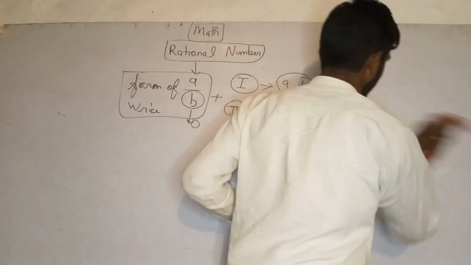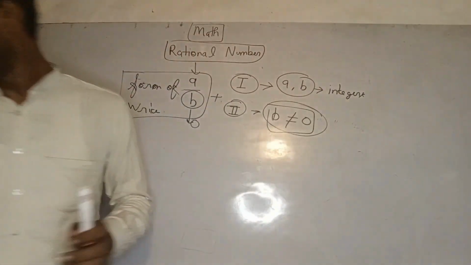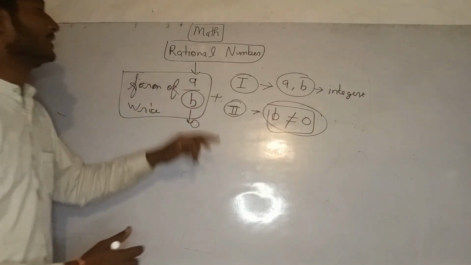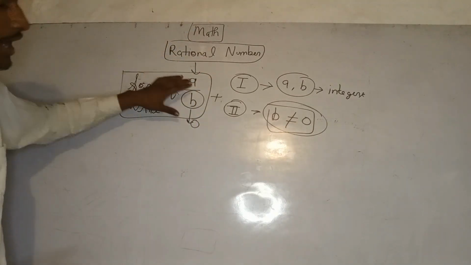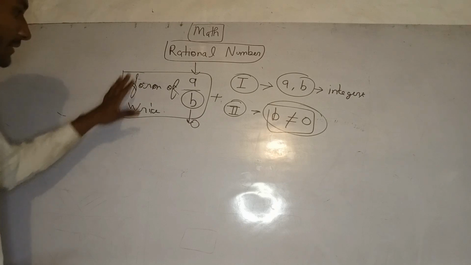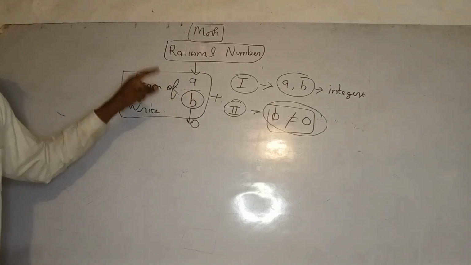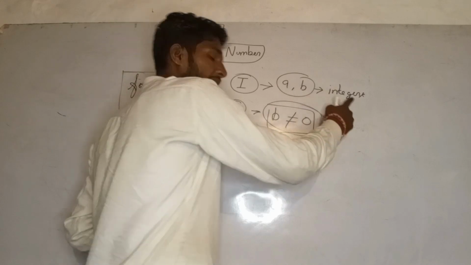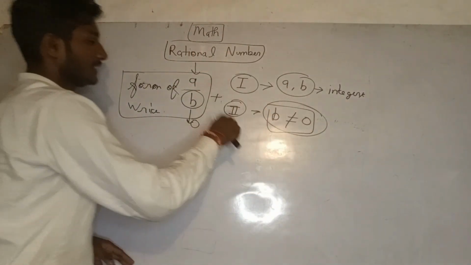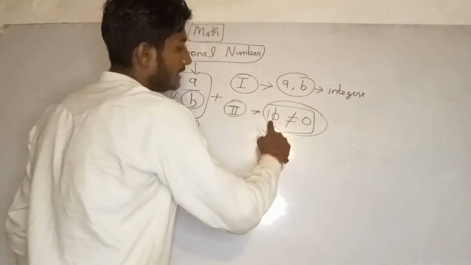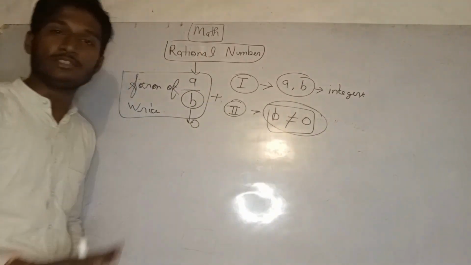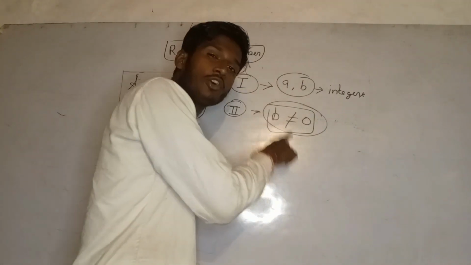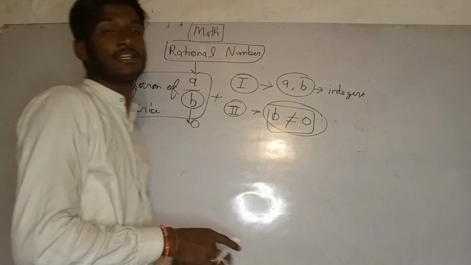Let me tell one more time. What is a rational number? A rational number means a number in the form of a upon b, where a and b are integers, and the second condition is that b is never equal to 0. If b is 0, then this is not a rational number.